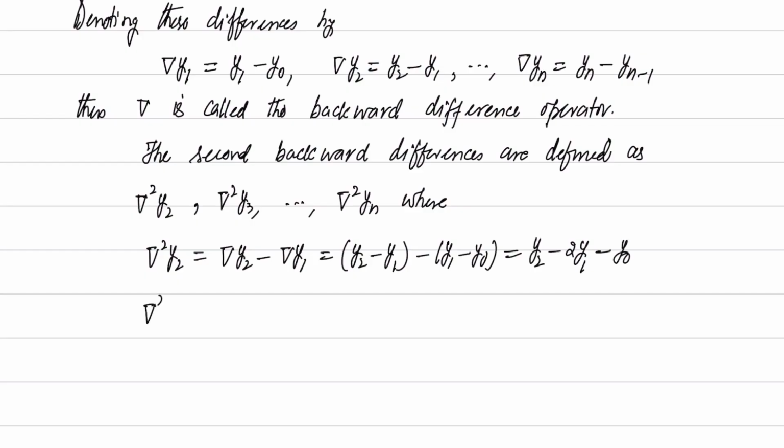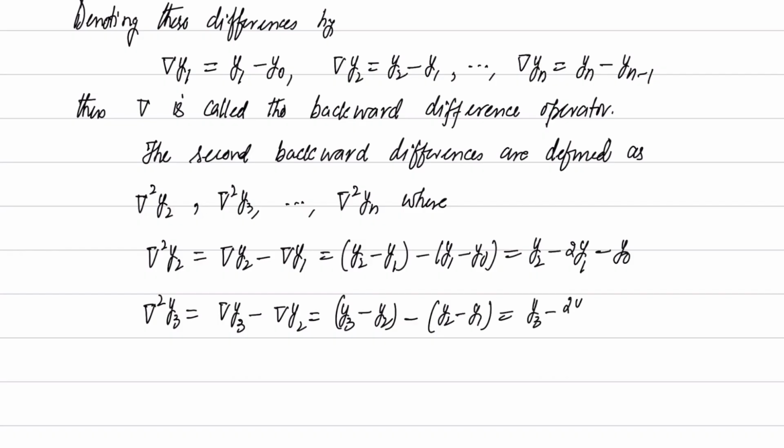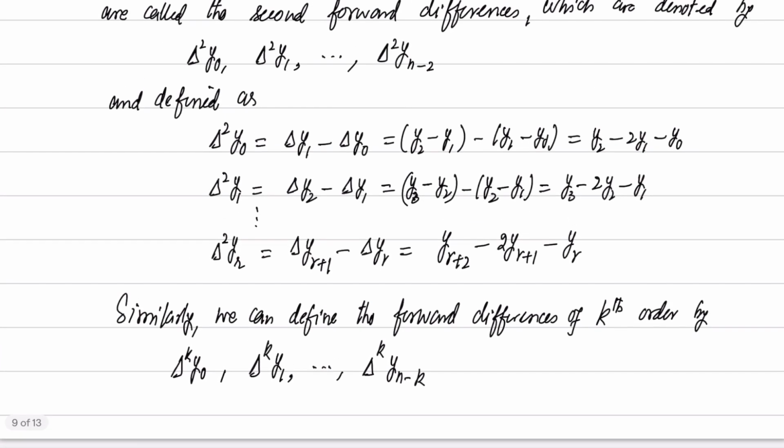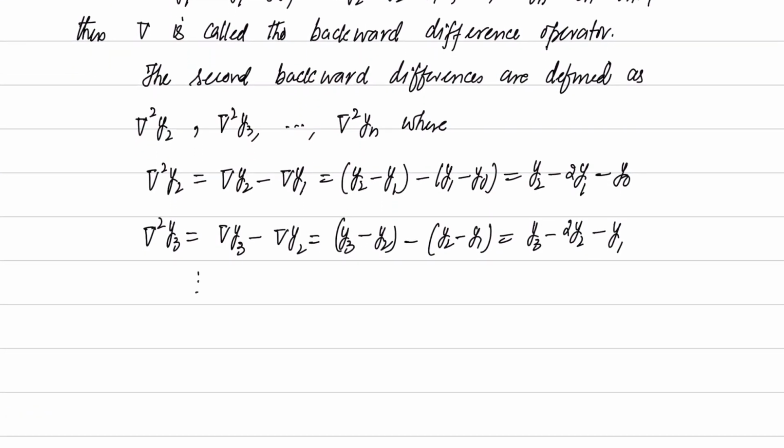And similarly delta square of y3 is equal to delta y3 minus delta y2. Now delta y3 is y3 minus y2 and delta y2 is y2 minus y1. So this will be equal to y3 minus twice y2 plus y1. Now here we will try to make comparisons. The second forward difference delta square y0 had the value y2 minus 2y1 plus y0, and we have the same value here.